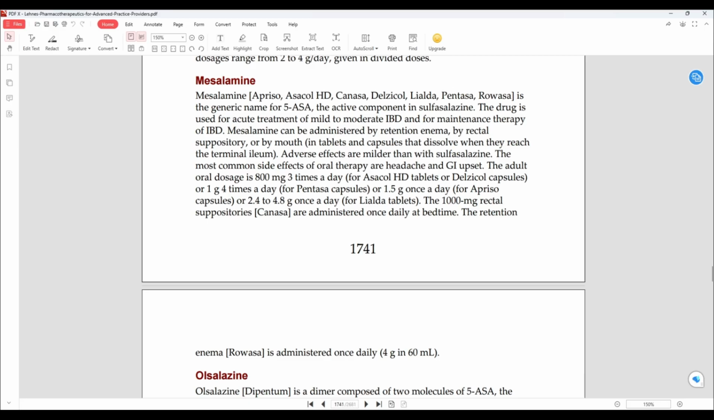Adverse effects are milder than with sulfasalazine. The most common effects of oral therapy are headache and GI upset. The adult oral dosage is 800 milligrams 3 times a day, or 1 gram 4 times a day, or 1.5 grams once a day, or 2.4 to 4.8 grams once a day, depending on the different variations of the tablet. A 1000 milligram rectal suppository can also be administered once a day at bedtime. The retention enema is administered once daily.